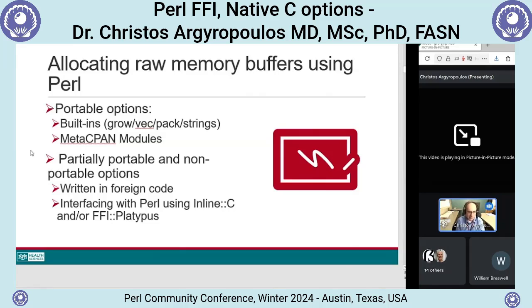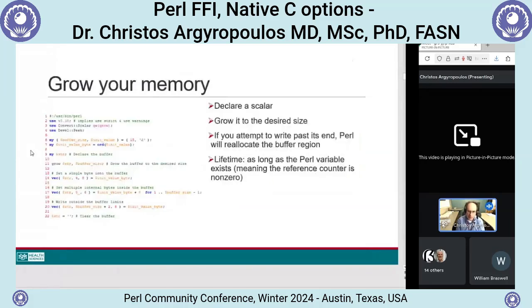Then you have partially portable or non-portable options in which you use an external library and you interface with it using Inline C and/or FFI::Platypus. For this talk, my major focus will be on Inline C. There are ways to do this with FFI::Platypus, but you probably have to wait until my talk in the summer about those. So this is an example of how one can allocate memory and pass it around using Perl.